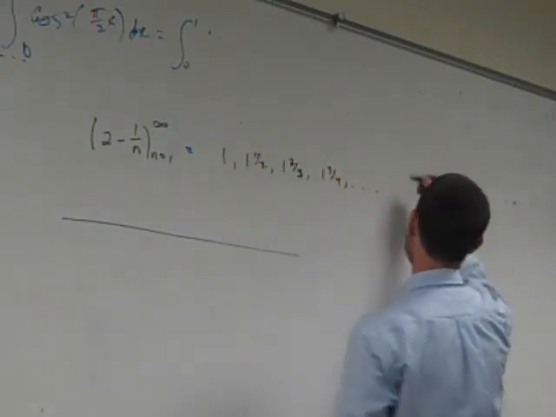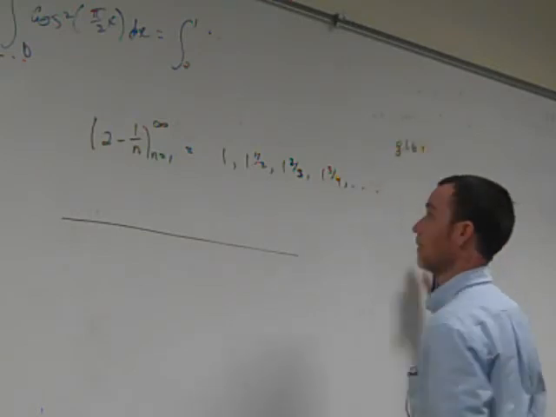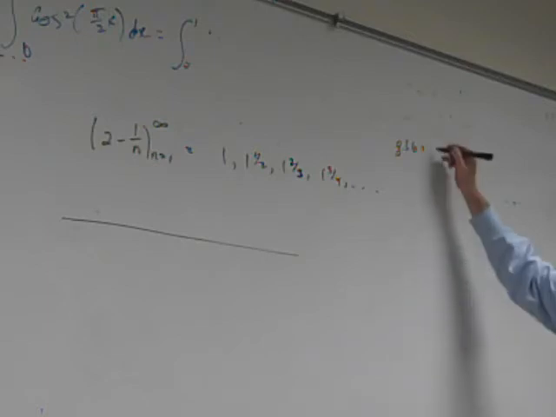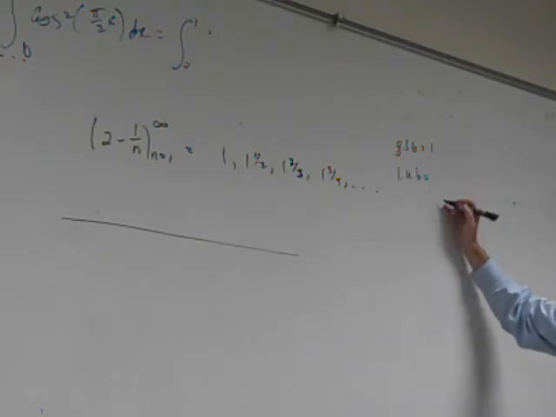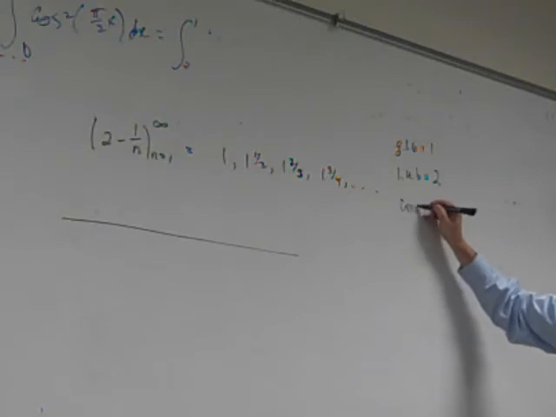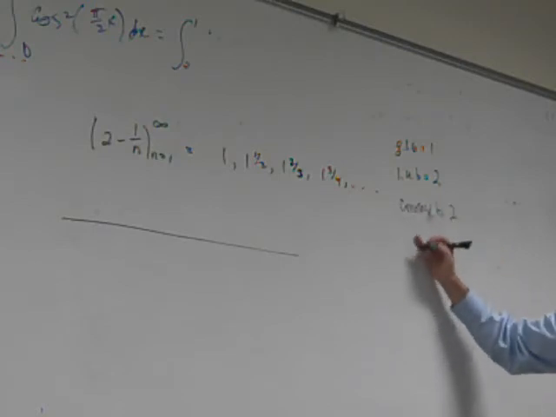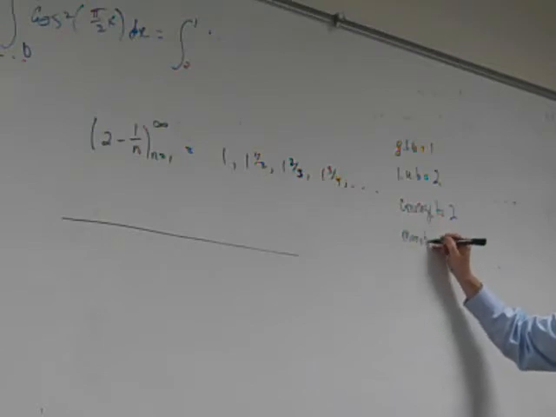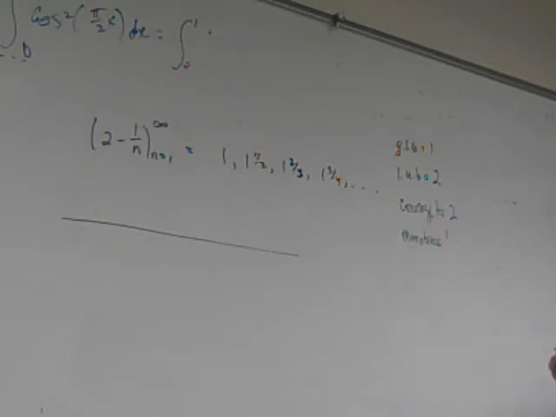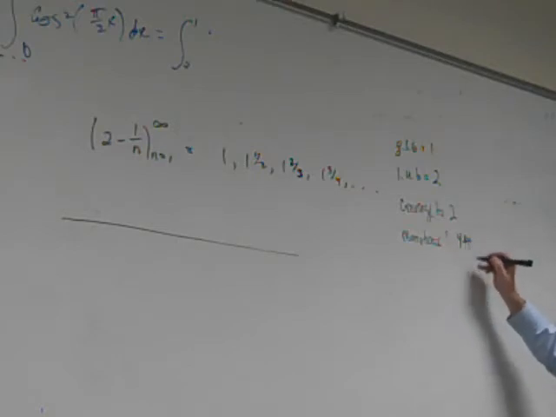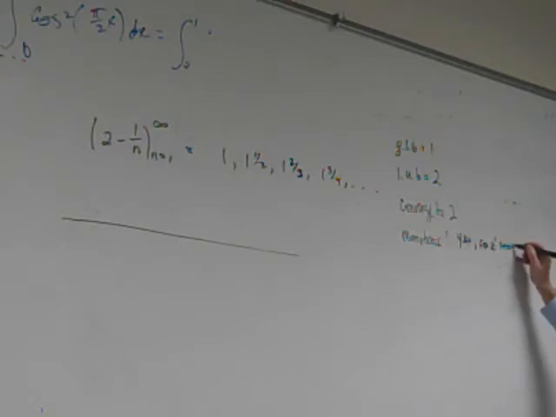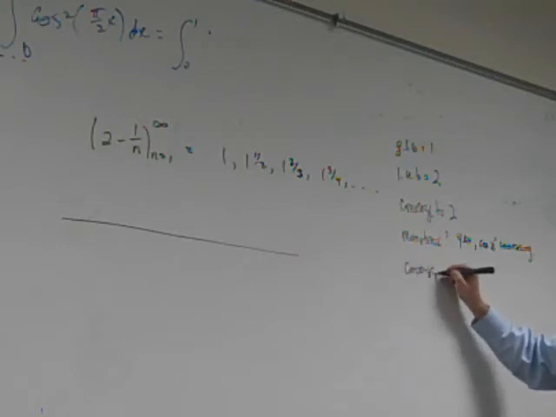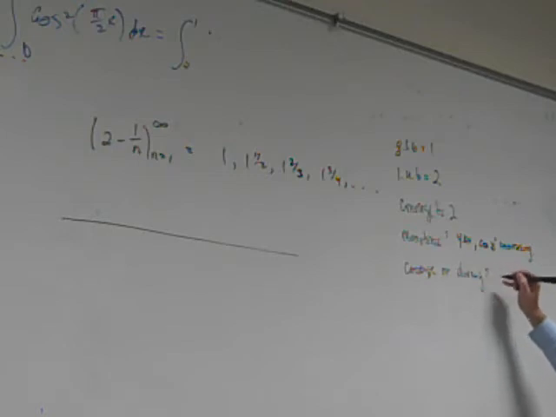So let's do our intuition. What's the greatest lower bound for this one? 1. What's the least upper bound for this one? 2. What does this converge to? 2. Is it monotonic? Yeah, why? Because it's increasing. Okay, so we all understand it. Let me say, does it converge or diverge? It's convergent, right? Because we decided it converged to 2.